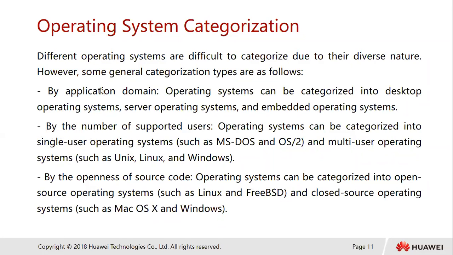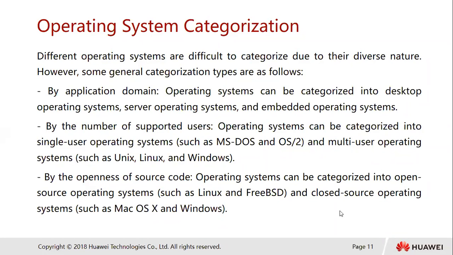We can categorize an operating system by the number of supported users. This is where we have single user operating system, where only a single person uses it, or multiple user operating system. And then we can also categorize the operating system by the openness of source code. For example, Linux and FreeBSD are open source. What do I mean? I mean that you can get the code of the Linux operating system and change it to suit you.